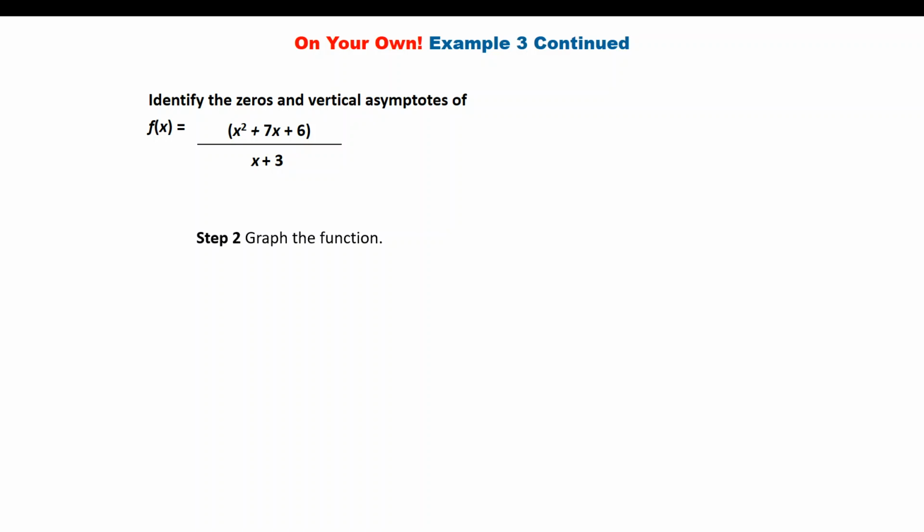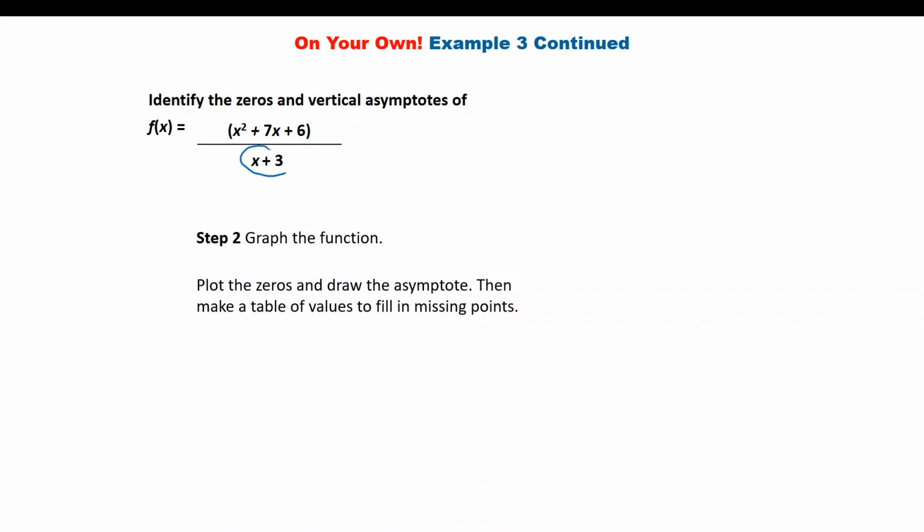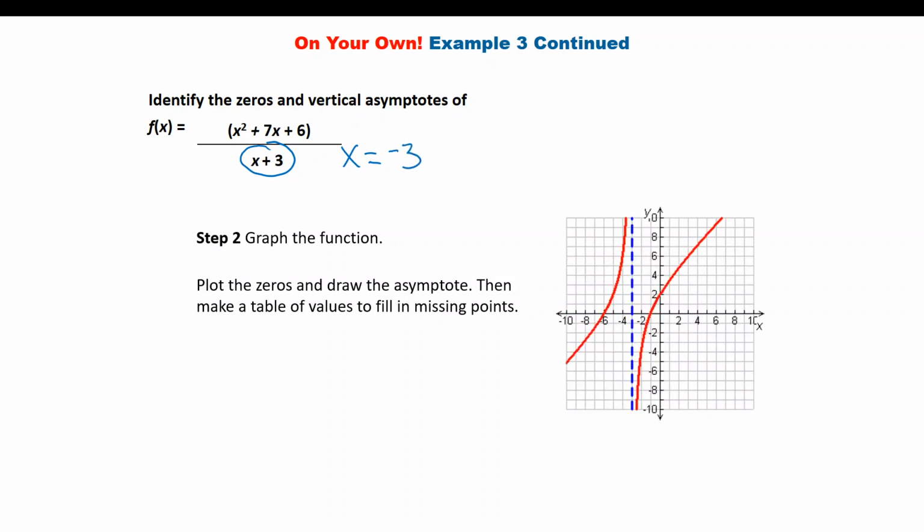Okay, again, we need to graph this also, and I'm fine with you just putting it in your calculator. You can plot zeros, but the main thing I need to see on your paper is that you know where this asymptote is. This asymptote is going to be at x equals -3. All right, and so here you can see at x equals -3.